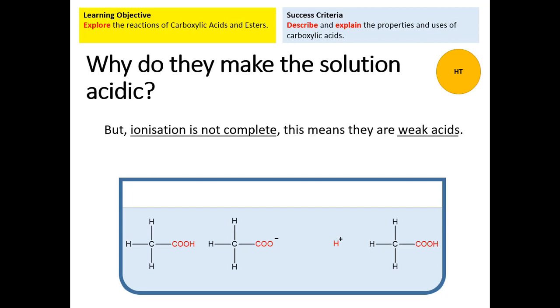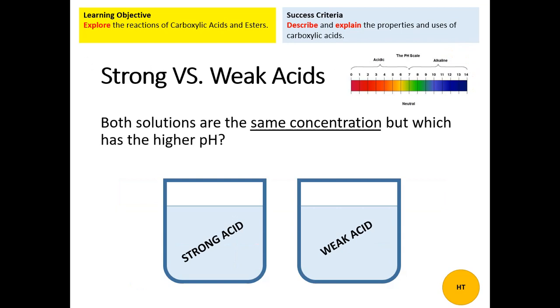But when ionization isn't complete, so it doesn't happen to every one of the molecules, that means something is a weak acid. It's only partially ionized. So just to make sure you know the difference between concentration and strength. Strength is all to do with pH. A strong acid has a pH of 0 or 1, and a weaker acid has a pH of 2 to 6. It doesn't mean that there's a different concentration.